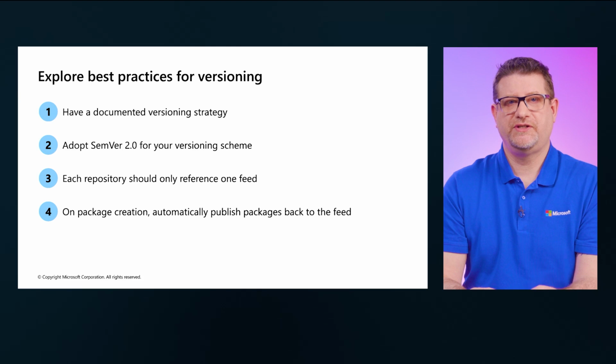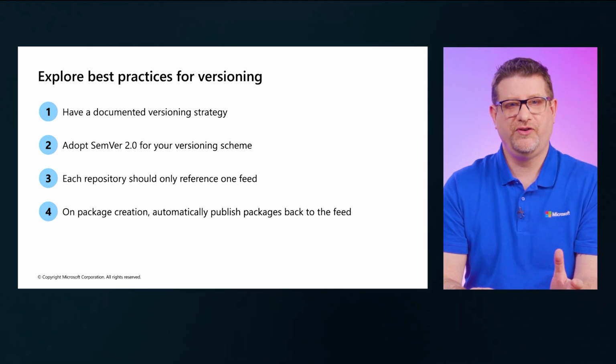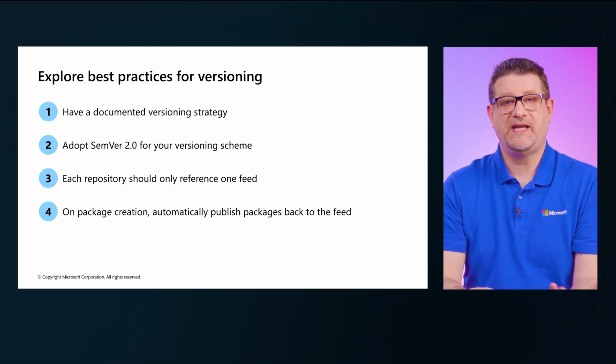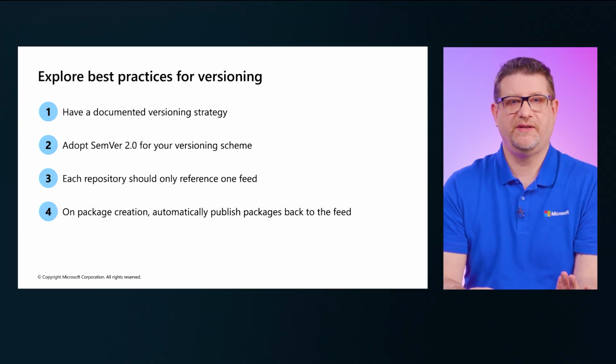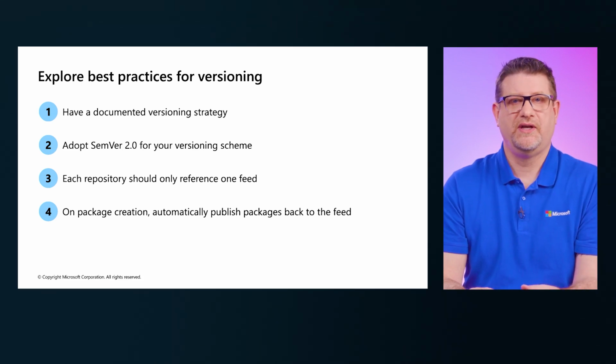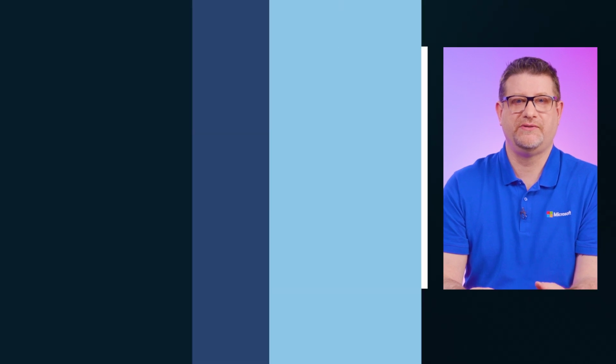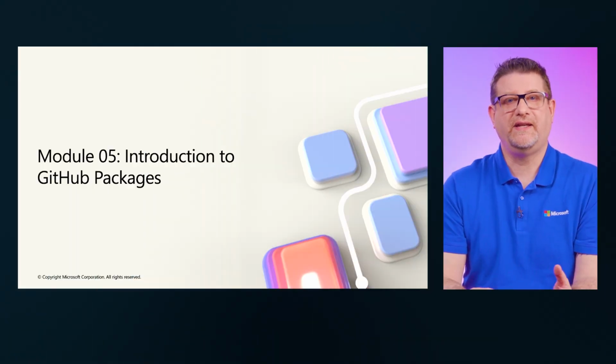A documented versioning strategy is the backbone of reliable software development. By clearly outlining how versions are assigned and updated, teams avoid confusion and ensure that everyone is on the same page when it comes to managing dependencies. Adopting SemVer 2.0, a widely recognized semantic versioning scheme, helps communicate the nature and the impact of the changes, making it easier to track updates, bug fixes, and new features. This clarity is especially important when multiple teams or projects rely on the same packages, as it prevents accidental upgrades or compatibility issues. Now let's take a look at GitHub Packages.